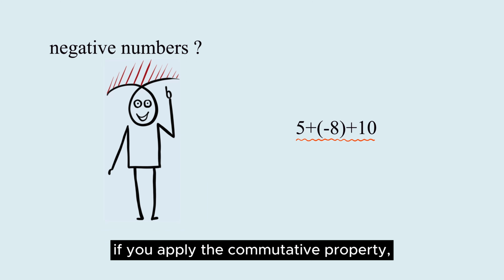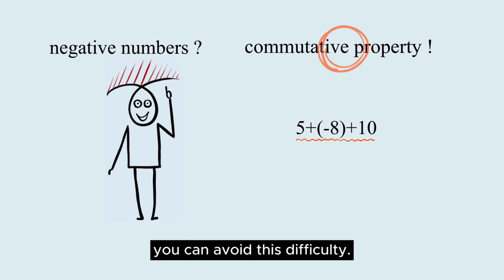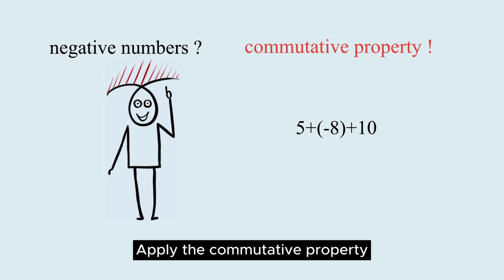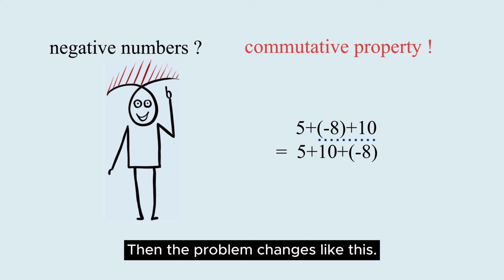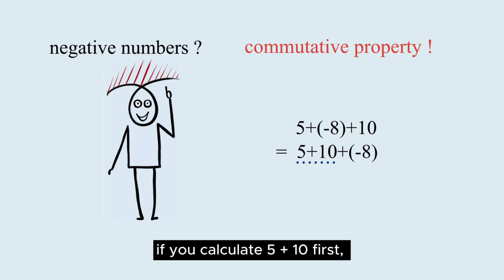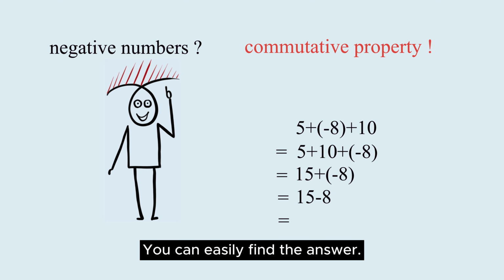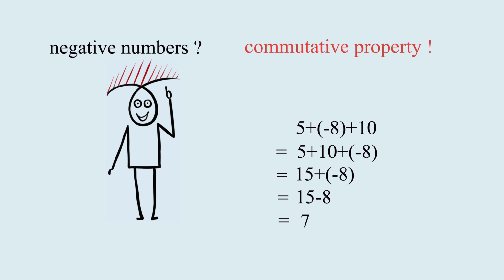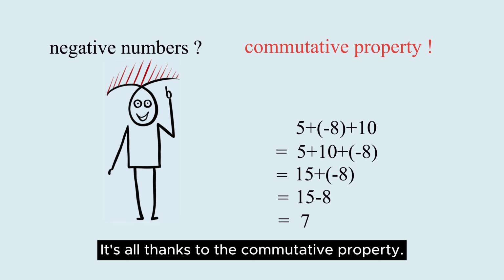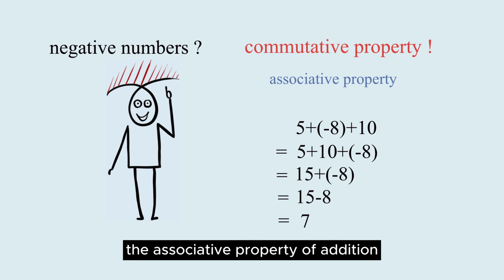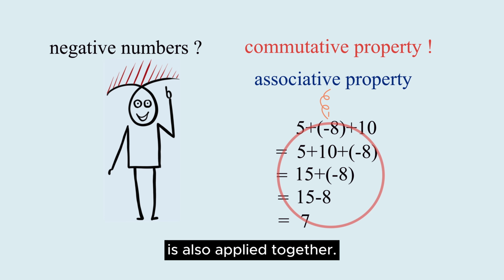However, if you apply the commutative property, you can avoid this difficulty. Apply the commutative property to this part of the problem. Then, the problem changes like this. If you calculate 5 plus 10 first, you get 15 plus minus 8. It's 15 minus 8. You can easily find the answer. It's all thanks to the commutative property. In fact, the associative property of addition is also applied together.